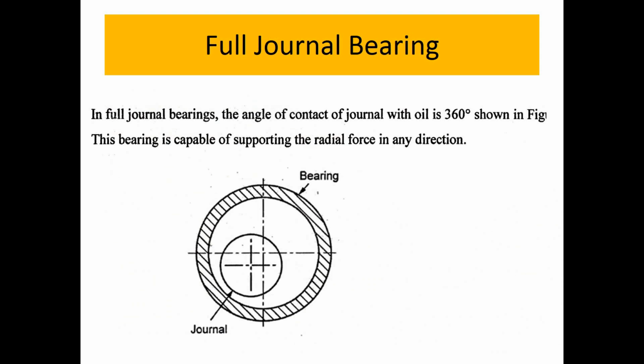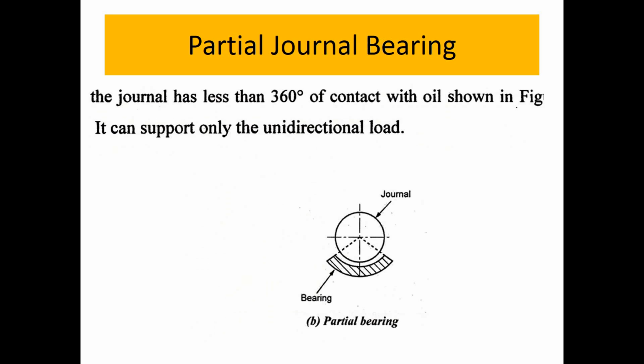We'll see clearly. In a full journal bearing, the angle of contact of the journal with the oil is 360 degrees. It is capable of supporting the radial force in any direction. That is meant by full journal bearing. But in a partial journal bearing, the journal covers less than 360 degrees of contact with oil, and it will support only a unidirectional load. That is meant by partial journal bearing.